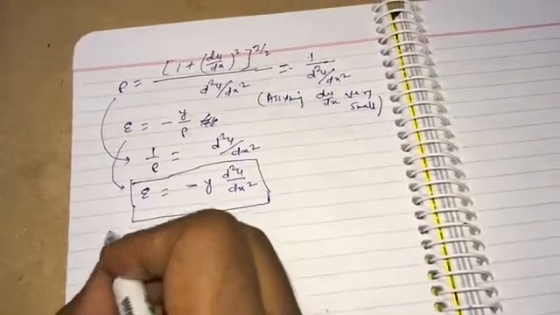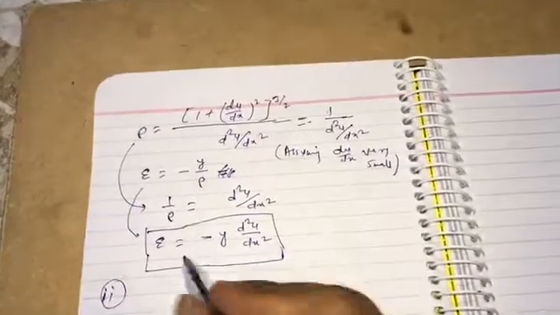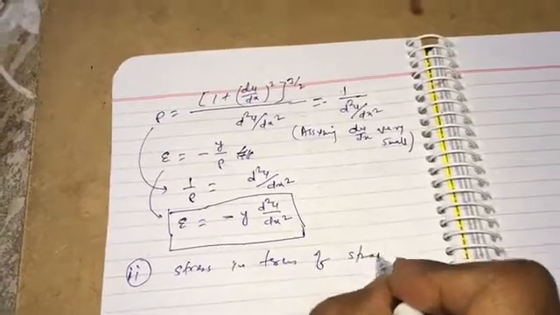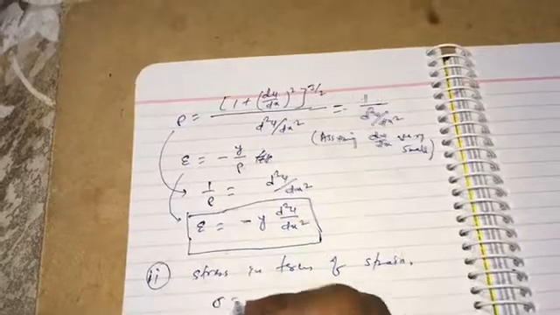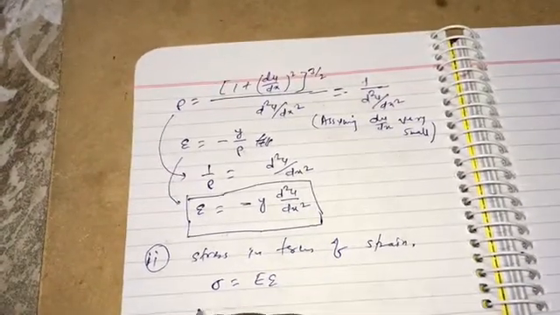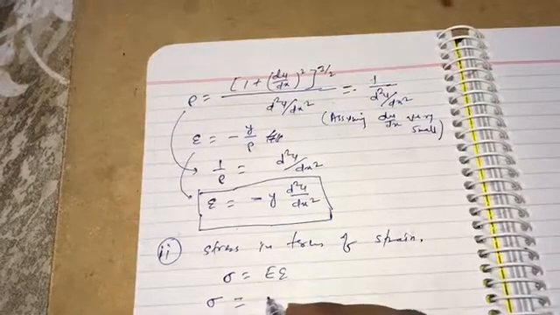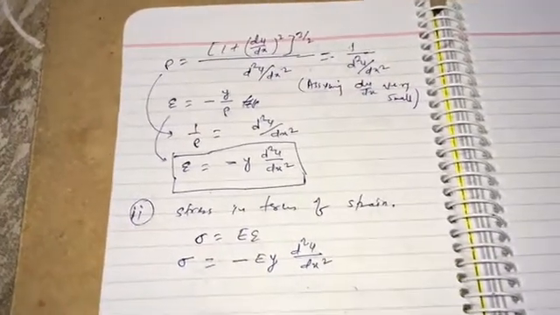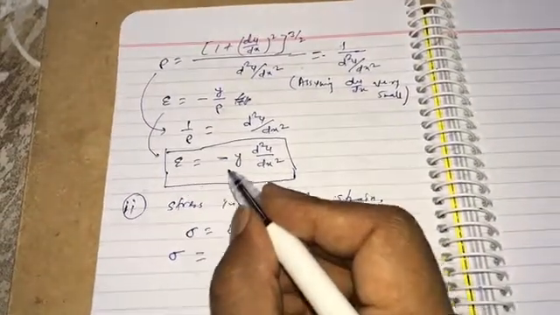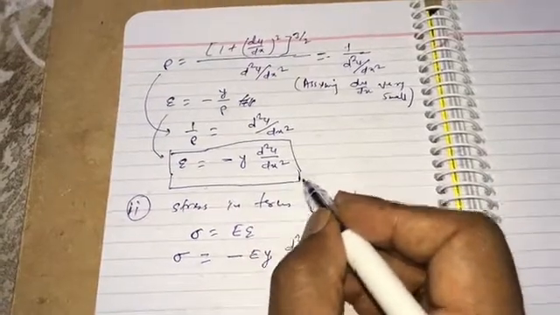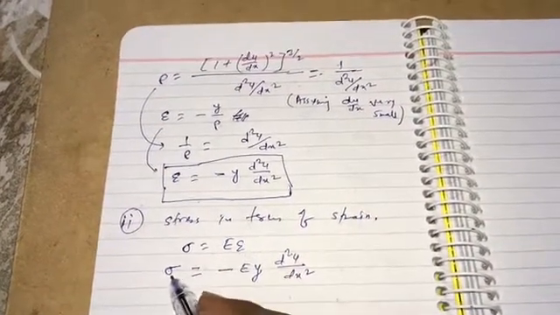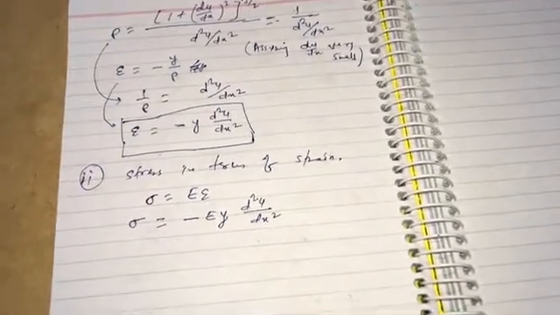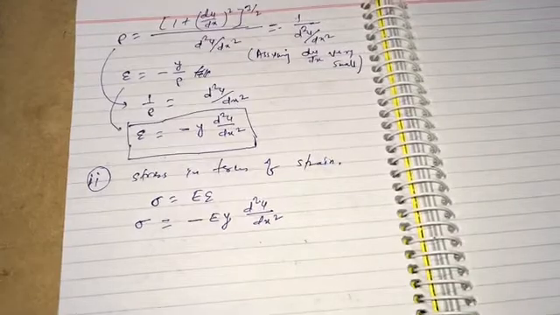Now the second task is the stress in terms of the strain. So it's easy, because we know that sigma is equal to E times the strain. The strain is equal to minus y d square u over dx square, so we get sigma equal to minus E y d square u over dx square. So this is very easy. Okay, done. Now what is next? So we have to find out 3.